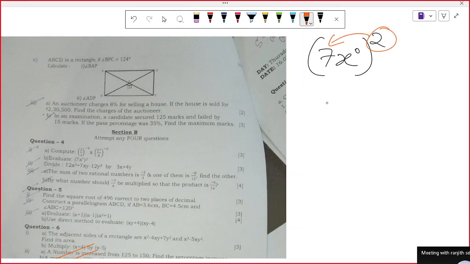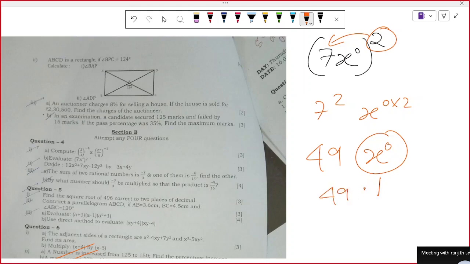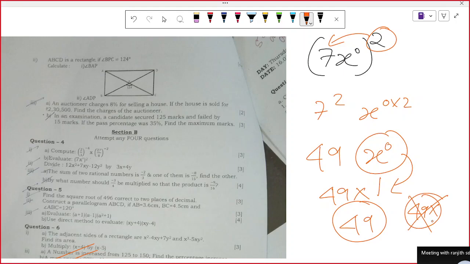Okay, so first split the values, right? 7 square, x to the power of 0 into 2. What's the final answer? We get 49. 49, sir. X to the power of 0 into 2 is 0. Anything to the power of 0 is 1. 49 into 1 is 49. Anything to the power of 0 is 1. Remember that. Don't write 49x. 49x is wrong.